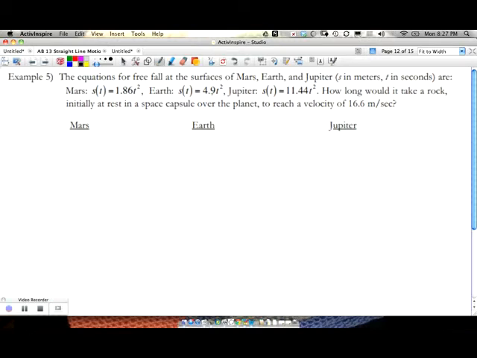Okay, let's look at some other calculations that have to do with things falling and such. So let's read this information. The equations for free fall on the surfaces of Mars, Earth, and Jupiter. Now we're doing it in meters and t in seconds. Here's Mars. Notice that I'm given s of t in each of these, and I'm going to be asked probably something with velocity or acceleration.